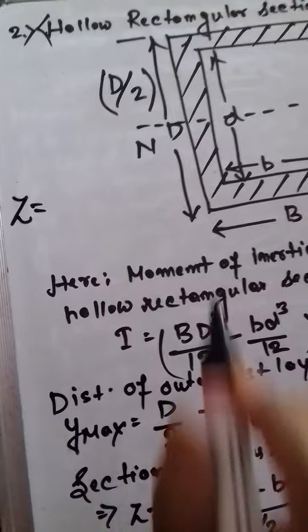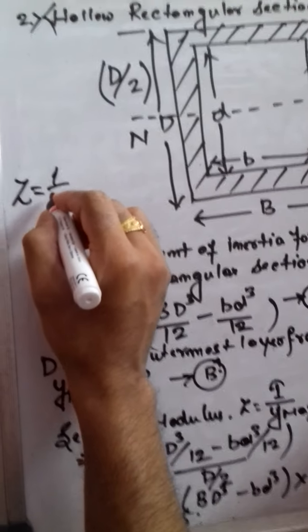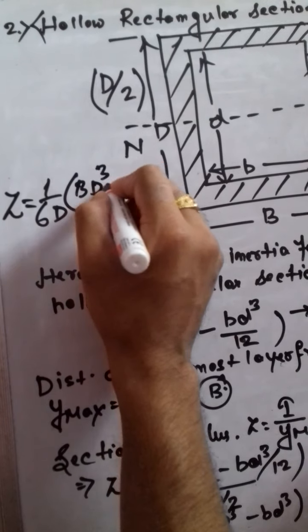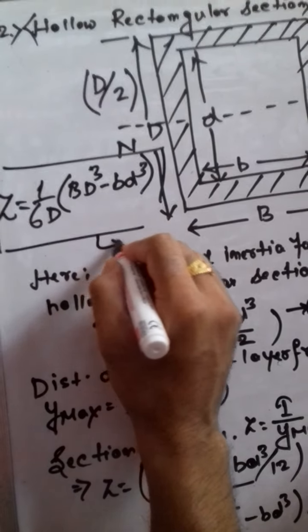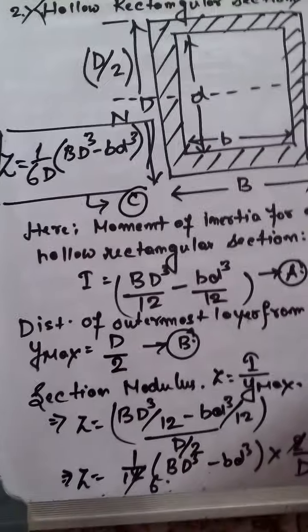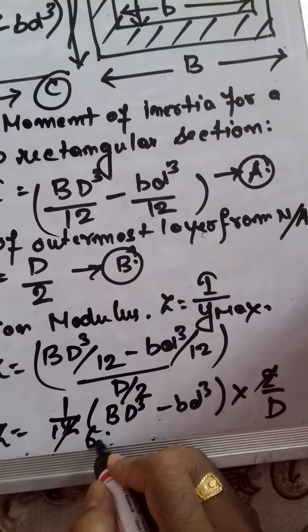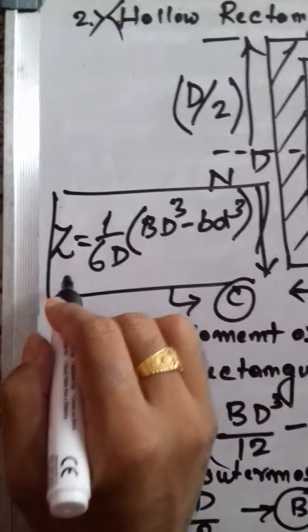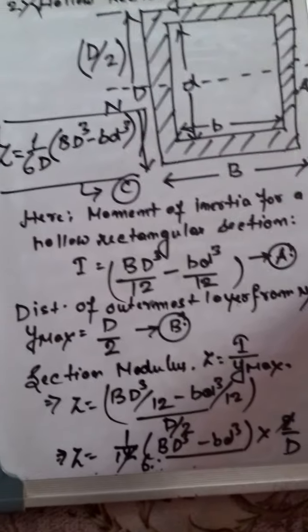So basically we will be having Z, the section modulus for a hollow rectangular section. You can see from this, that is 1 by 6D bracket of (BD cube minus bd cube). This is the section modulus for a hollow rectangular section. How 1 by 6D? See here, this 2 is cancelling this 12, right? 6. So it is 1 by 6D bracket of (BD cube minus bd cube). So Z is equal to 1 by 6D bracket of (BD cube minus bd cube). So this is the section modulus for a hollow rectangular section, right?